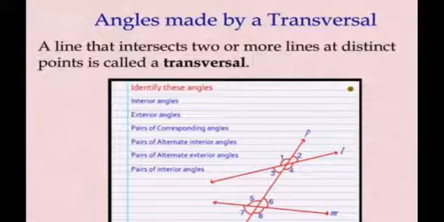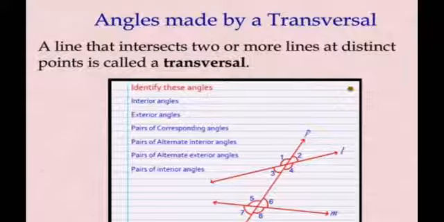First is the interior angles. In the given figure, the interior angles are the angles which lie inside the transversal. So here the interior angles are angle 3, 4, 5 and 6. Next is the exterior angles. The angles which lie outside the transversal. That is, angles 1, 2, 7 and 8 are the exterior angles.